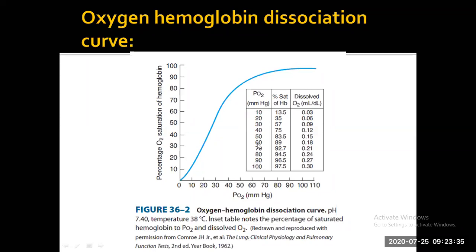At a partial pressure of 60, you see the oxygen saturation is 89 or 90. Here we can see the figure. At a partial pressure of oxygen of 60, the oxygen hemoglobin saturation is 90%. After that, whenever you increase the partial pressure of oxygen, 70, 80, 90, the oxygen saturation varies only slightly. Generally, 95% oxygen saturation is required in our body in normal condition. Whenever it falls below 90, it is so dangerous for our body.